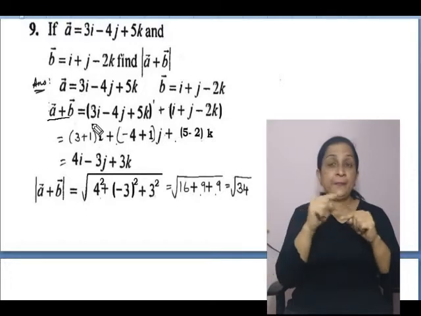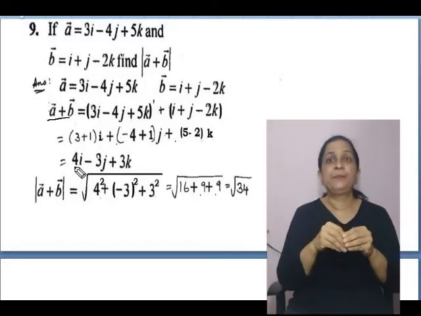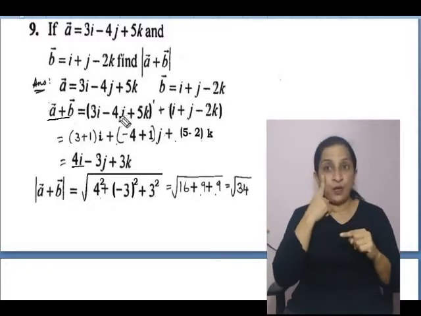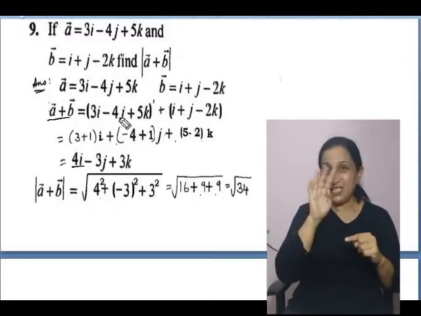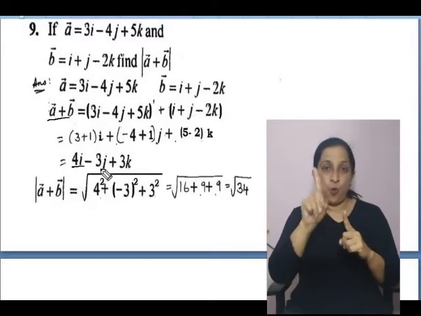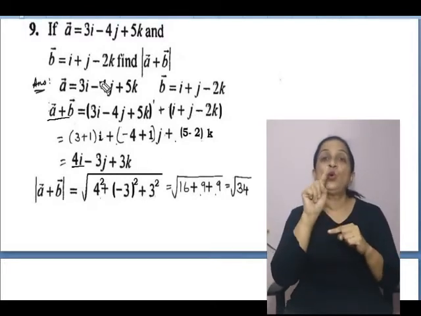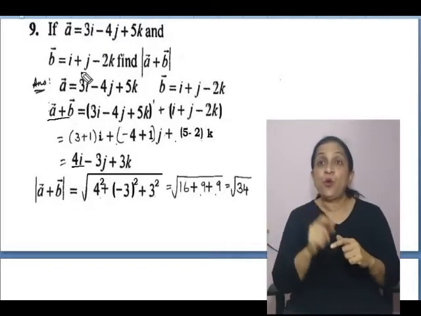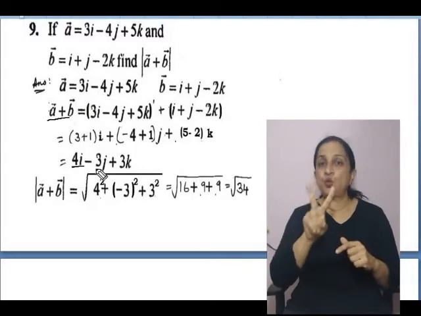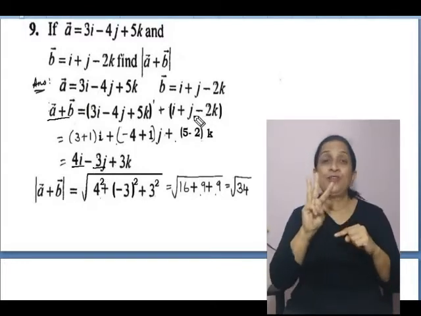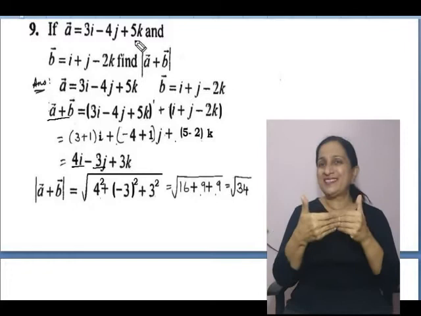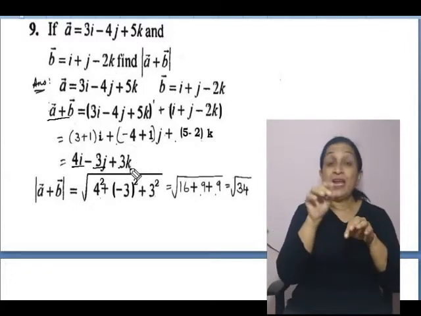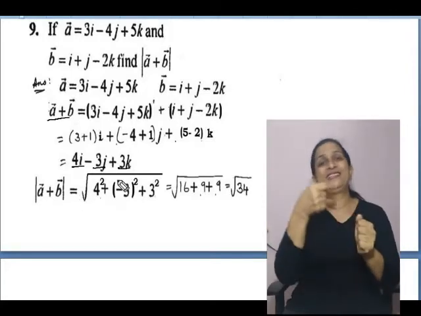So it is 3i plus i, that is 4i, minus 4j plus j. Let me see, is there a mistake? Minus 4j plus j is minus 3j, okay. Then there is 5k here and 2k here, so there is 3k.